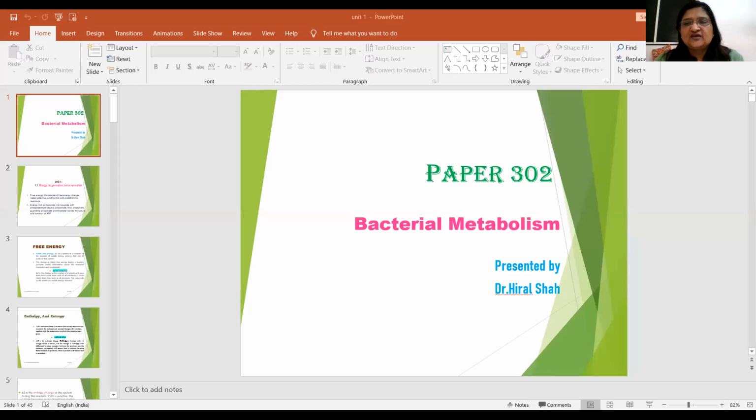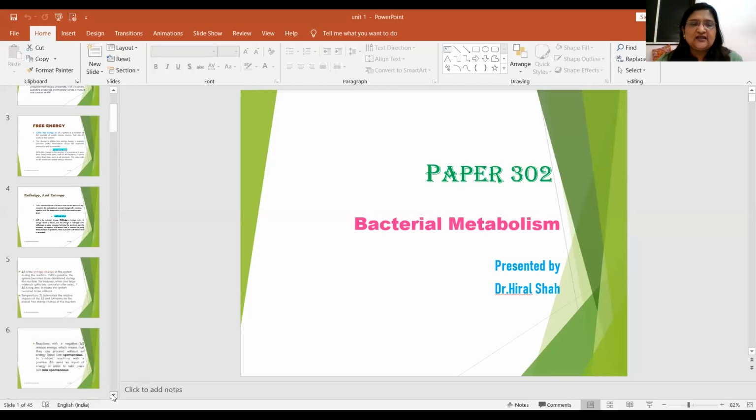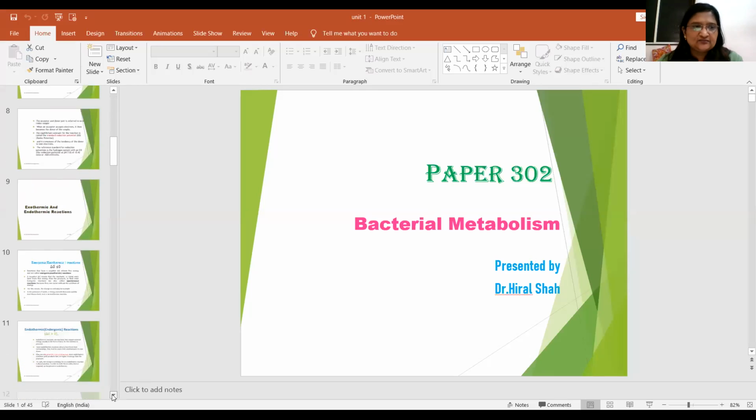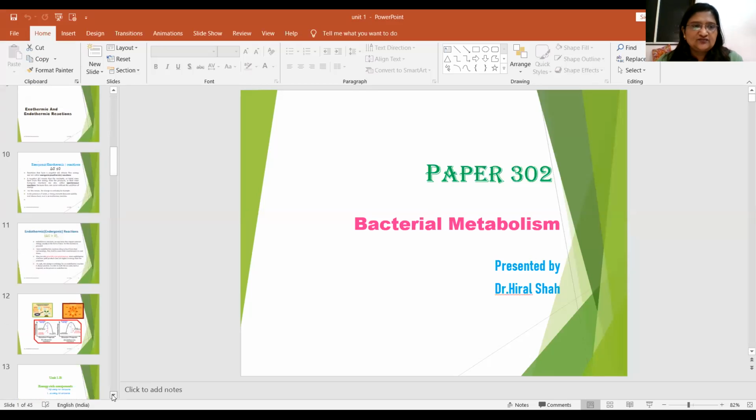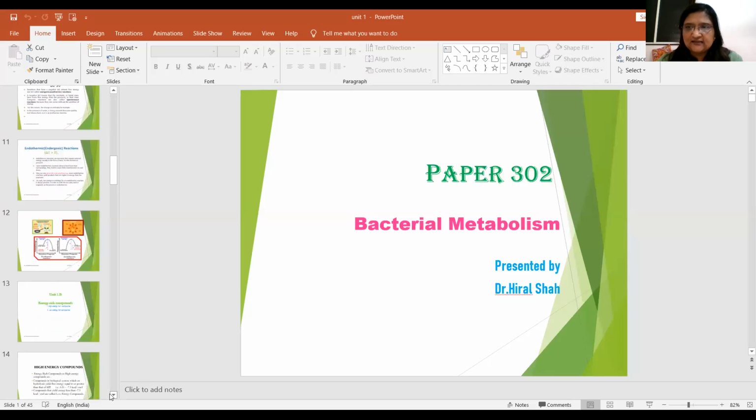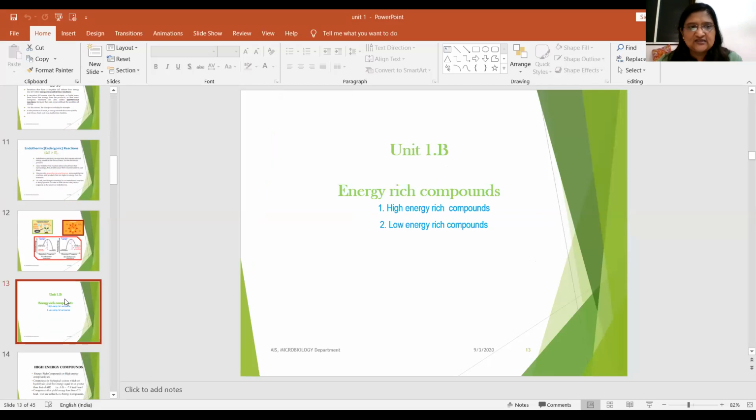Hello. So we have already started with bacterial metabolism. Today we will see the second part of it, and that is of the high energy components. Which are the high energy components? I think you all know about ATP. So today we will see how metabolic activities are related with high energy rich compounds as well as low energy rich compounds.